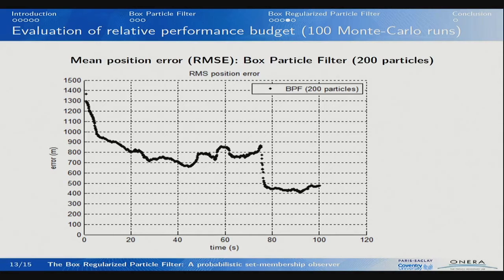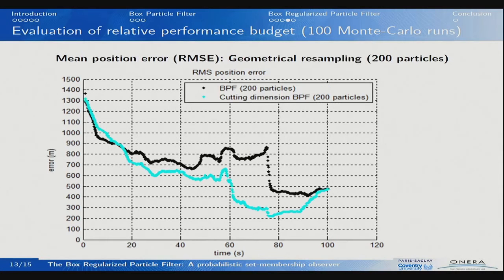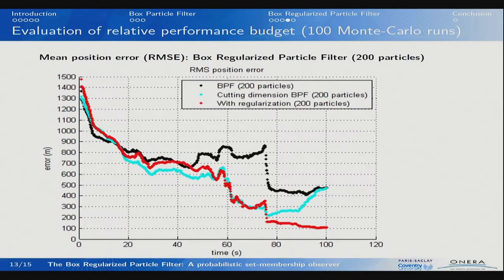If we add the first strategy I've talked about, to get well-proportioned subdivision of the box particle during the resampling step, we get something like this. So it is better at some times, but we end with the same root mean square error. So it can bring some good things, but it is not sufficient. There is something missing. But if we apply regularization, we get this.